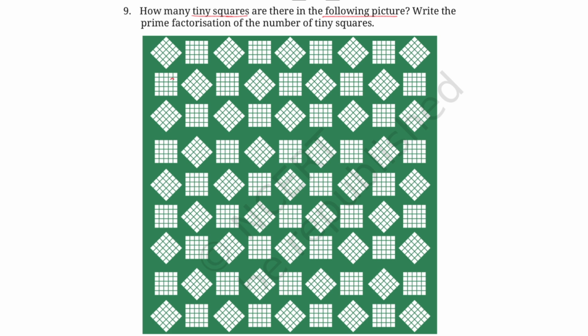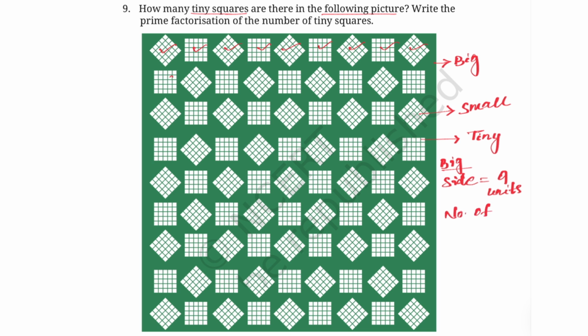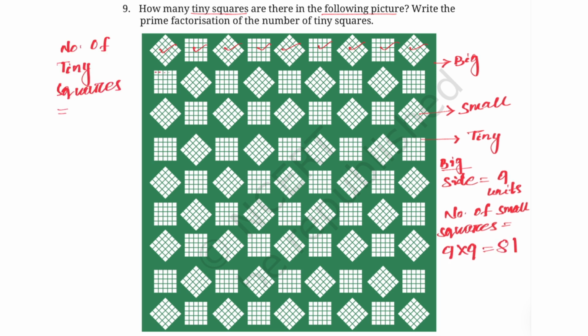In this question, we will find out the number of tiny squares. Here, let us call the bigger square the big square and these squares small squares. You can see inside each small square, there are some more smaller squares. Let us call them tiny squares. In the big square, the side is 9 units, or 9 small squares are there in each side. So the number of small squares in the big square is 9 into 9, which is equal to 81.